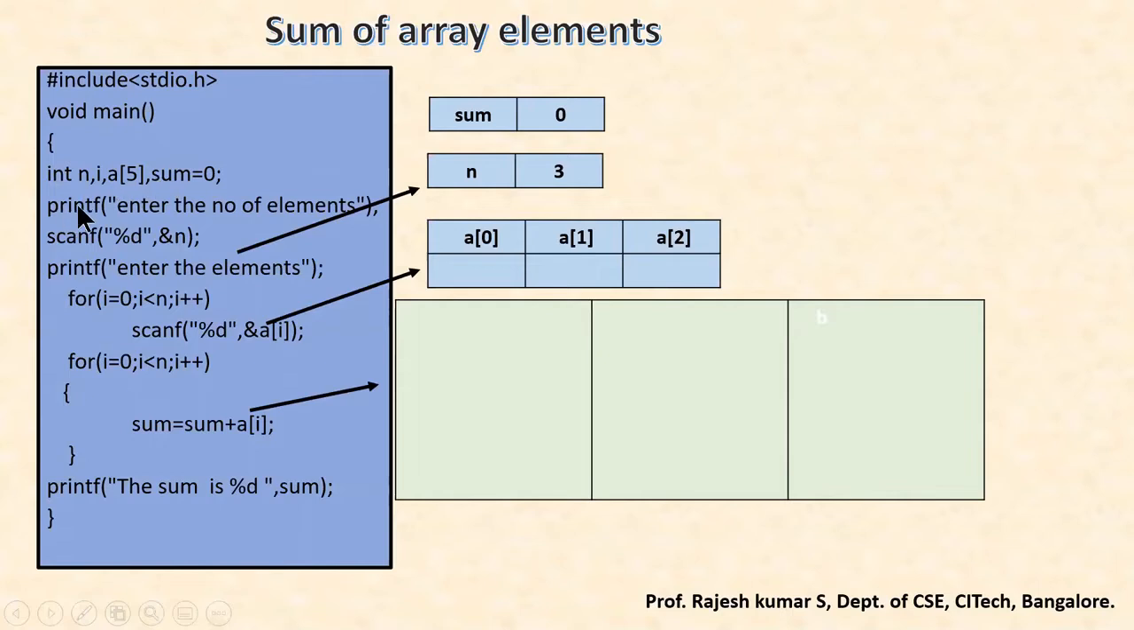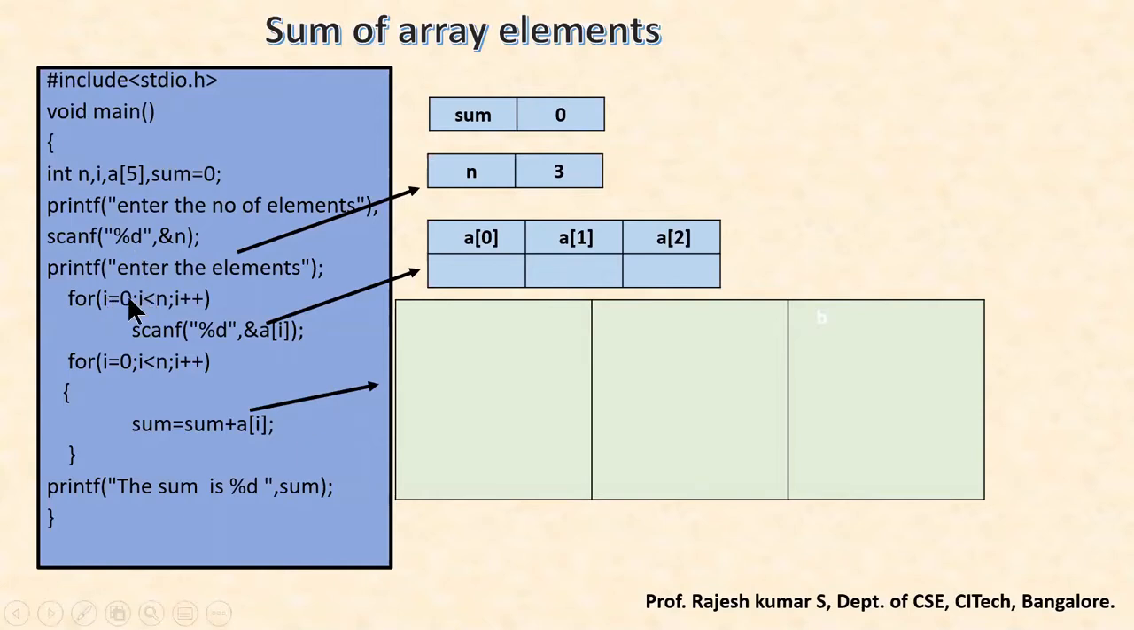Next, printf, enter the number of elements. We specify how many elements we want to enter into the array. Now here the assumption taken is we have entered the n value as 3. So when the n value is 3, how many values can I enter? I'll enter 3 values into the array. Now how do we enter the elements inside the array, which we have seen in the previous session? With the help of one for loop and a scanf, we can enter the values inside the array.